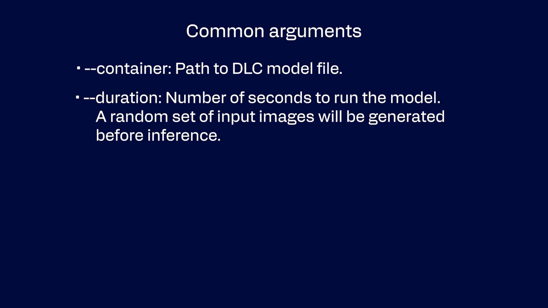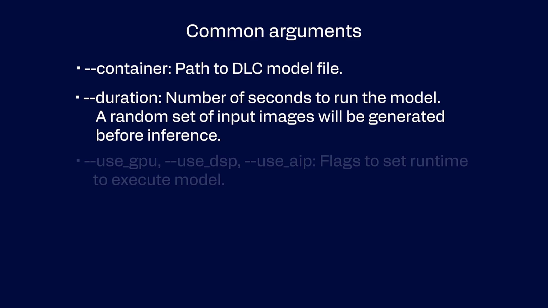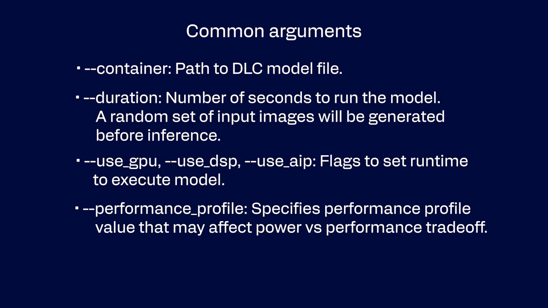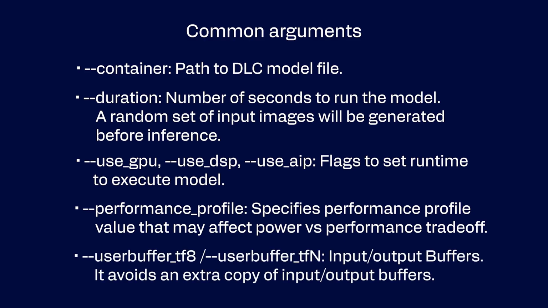A random set of input images will be generated before inference. Use GPU, use DSP, use AIP are flags to set the runtime to execute the model. Performance profile is a specified performance profile value that may affect the power versus performance trade-off. User buffer TF8, user buffer TFN provides input-output buffers. It avoids an extra copy of input-output buffers.